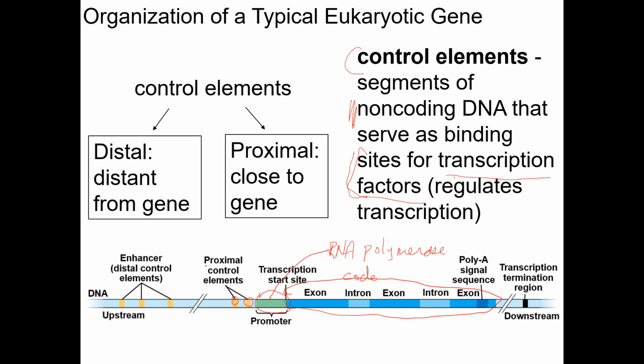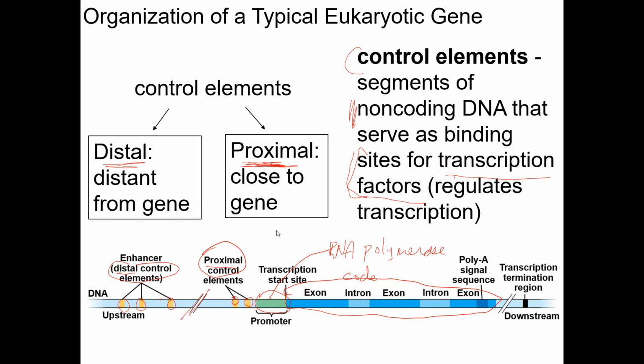And the control elements can be proximal. Proximal means close to the gene. You can think of the word approximate. That means like, yeah, pretty close. So proximal means the control elements that are close. And these are the distal control elements. So distal, think distal, distant. These are the ones that are distant from the gene. So this little line means it can be actually pretty far away. So based on where these control elements are, we can call them either distal or proximal. And they're going to help control whether this gene gets transcribed at a high rate or not.